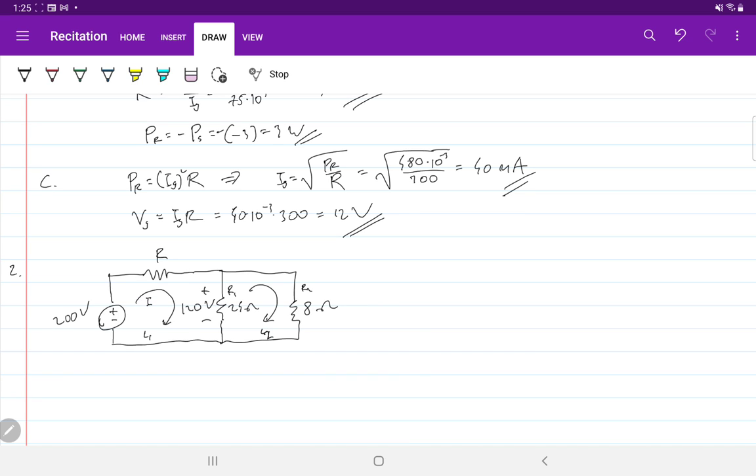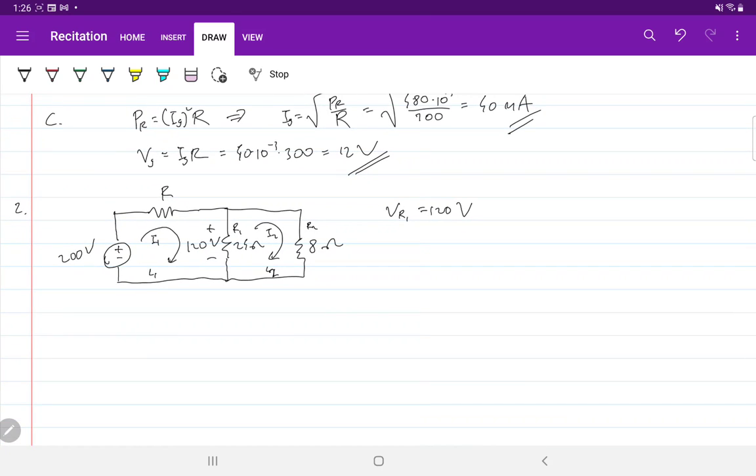The current flowing inside the first loop is I1, right? And the current flowing on the second loop is I2. Okay, that's what we have right now. We know that VR1, the voltage at R1, is 120 volts. So let's write the equations for both loops.